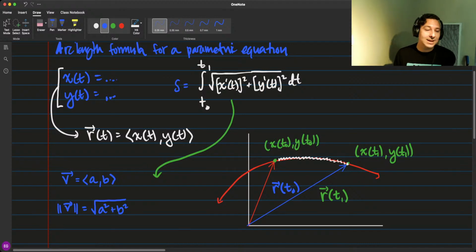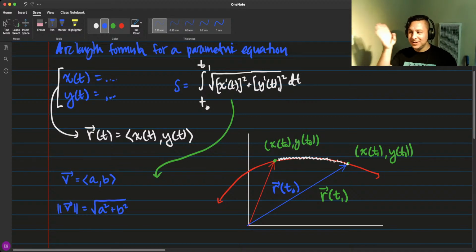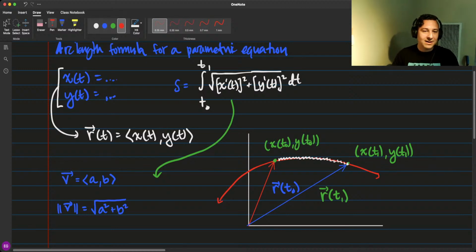Okay, so if you look at this, the magnitude is the square root of things squared. Now, if you look at the arc length formula, what do you notice about it? It is the magnitude of something, because it is the square root of the sum of things squared. So if you look at this stuff that I'm highlighting in red right here, this is the magnitude of something.